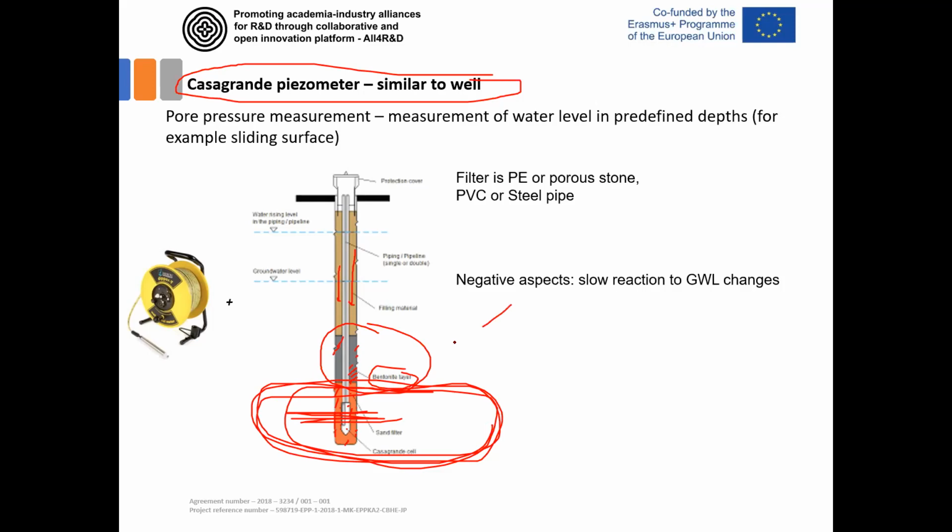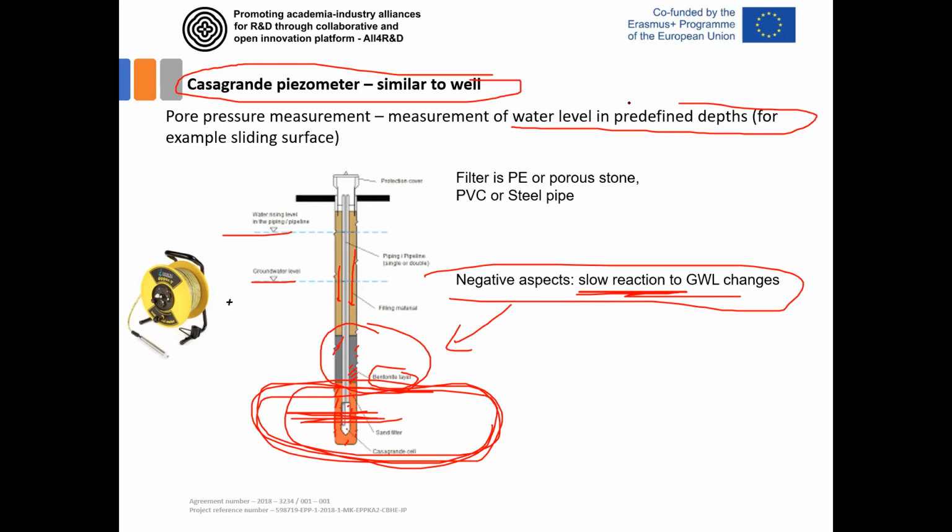The negative aspect of this piezometer is that it reacts relatively slowly to any groundwater level change. It is usually used to measure the water level at a predefined depth. So if you want to measure here or at some other depth, that's where we define this permeable part. Up above it, we do this grouting to prevent the water from a higher level reaching down. So we only measure the water regime in this area.